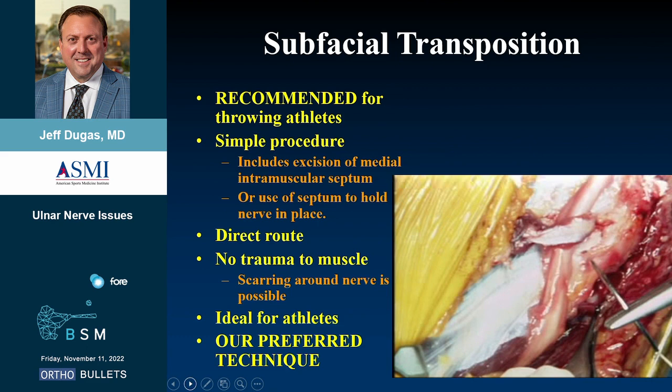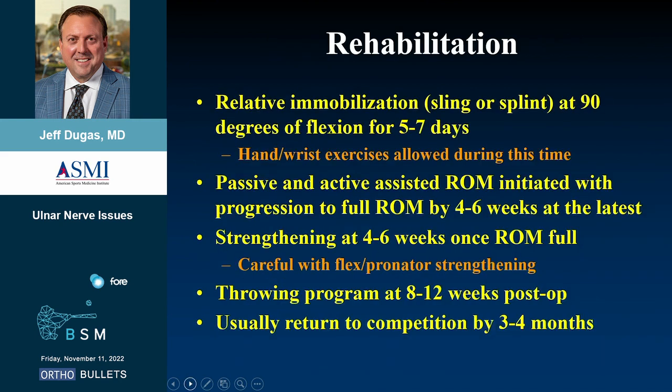There's no real trauma to the muscle, and this is our preferred technique when we're doing these for throwing athletes, with or without UCL surgery. So, relative immobilization. I don't like to immobilize the elbow for very long. A sling or a splint at 70 to 90 degrees for a few days. Start some wrist and hand exercises. We want those muscles moving.